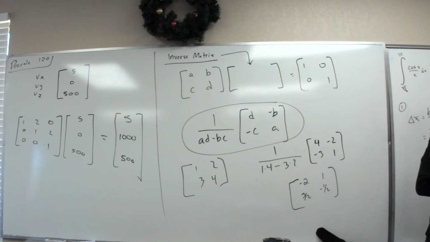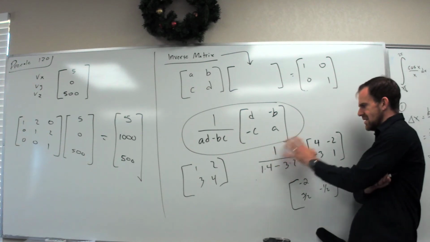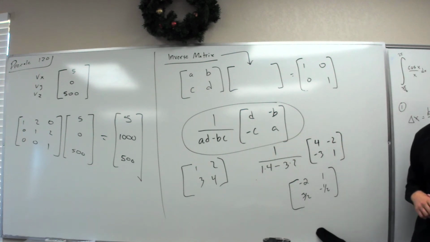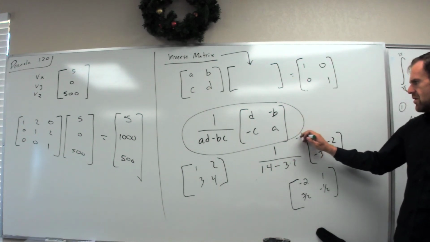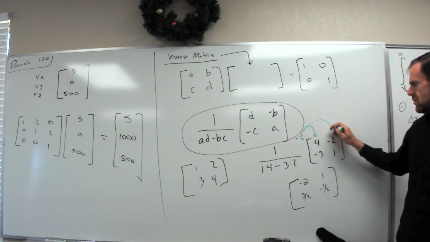Wait, what did you do? I multiplied this into these. Because this is -1 half, so then you distribute. Oh, okay.